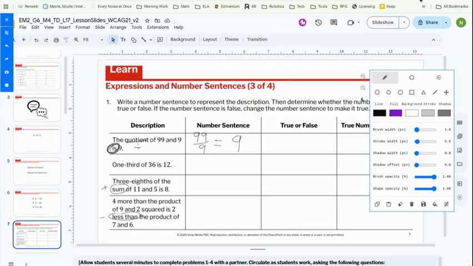So that's the number sentence. They're saying the quotient of 99 and 9 is 9. Is that true or false? That is actually false.